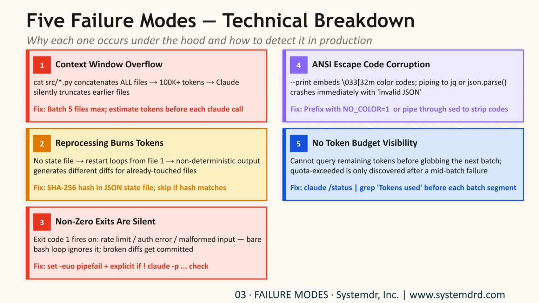Reprocessing burns tokens. No state file means every restart loops from file 1, generating different diffs for already touched files. Fix: SHA-256 hash in a JSON state file. Skip if the hash matches.